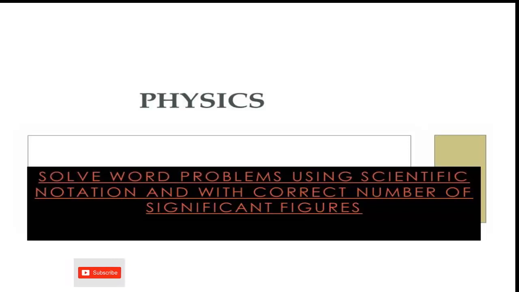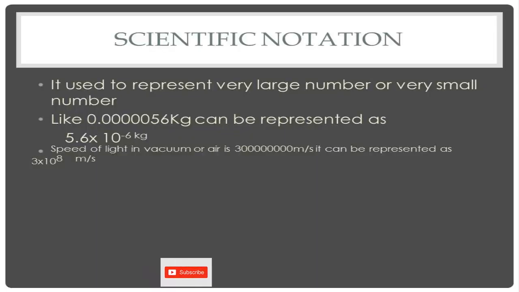Today we are going to discuss how to solve word problems using scientific notation and with the correct number of significant figures. But we must first know what scientific notation is and why we use it. Basically, to represent a very small number or a very big number, we use scientific notation.